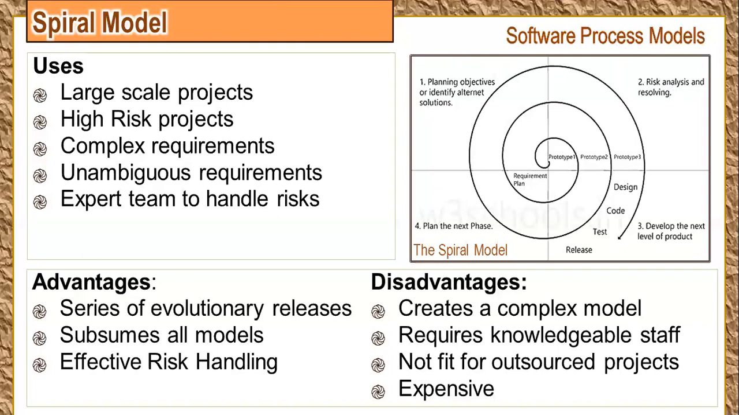The third quadrant is for developing and verifying the next level of the product. What will be your next level of product? When you are going to design, you are coding, you are testing, you are releasing. What will be your next level for the product? And this is the next phase. Means if you are providing the things in an iterative fashion, again in the next phase you are going to go through all this process.